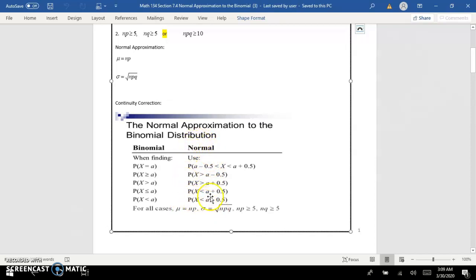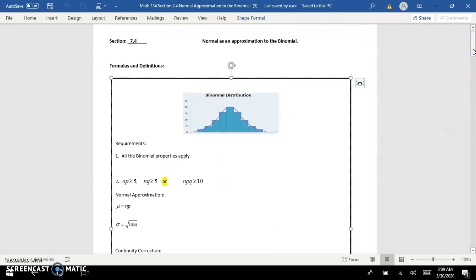So once again, we're doing a little bit of a review from previous content, where in this case you have a binomial problem and we're using the normal to approximate it.